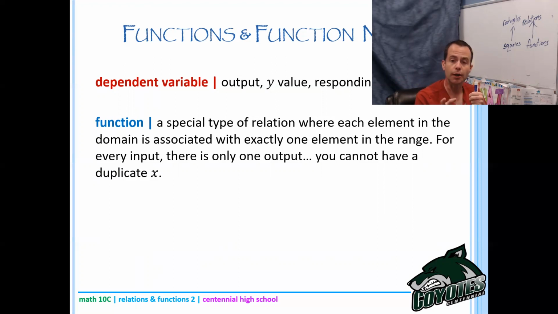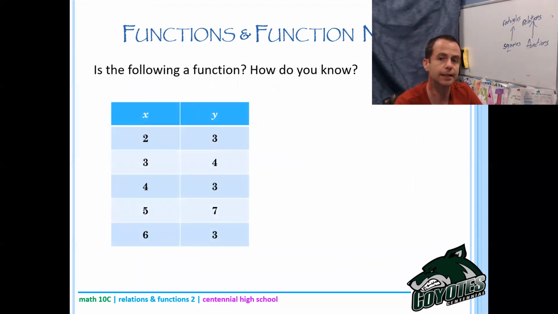And that's what we're talking about here, saying you can't have a duplicate x. X can only ever go to one y value. If x goes to two different y values, then it's no longer a function, okay? It's still a relation, but it's no longer a function. So let's see what this looks like. Is the following a function? How do you know? Well, we said we don't want x to be duplicated.